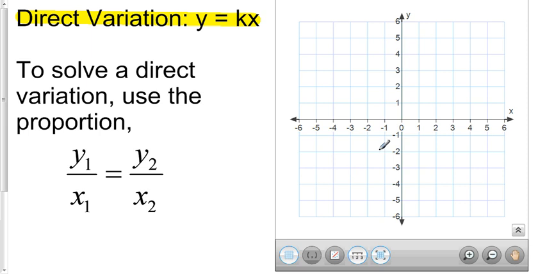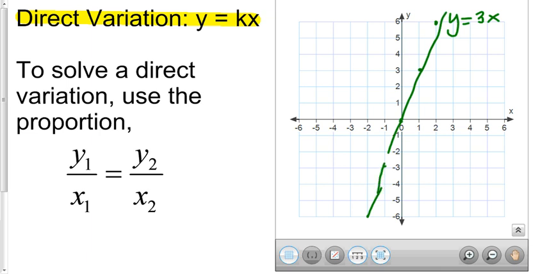Here's an example. If I say y equals 3 times x, it goes through 0, 0, and my slope is 3 over 1. So this is an example of a direct variation, where the x value is just multiplied by 3, and you get the y value.